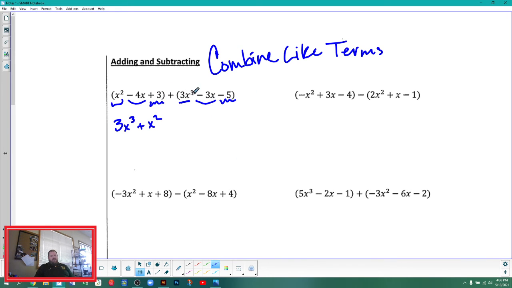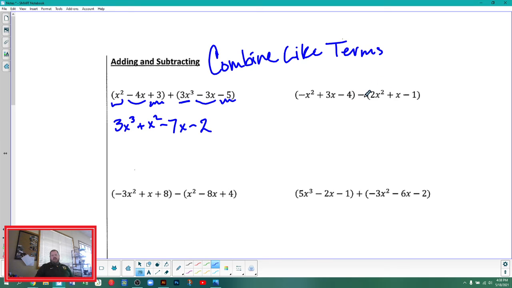Okay, I have an x cubed by itself, an x squared by itself. I have a couple x terms, -4 and -3. That's going to be -7x. And then a couple number terms or constant terms, +3 and -5 is -2.